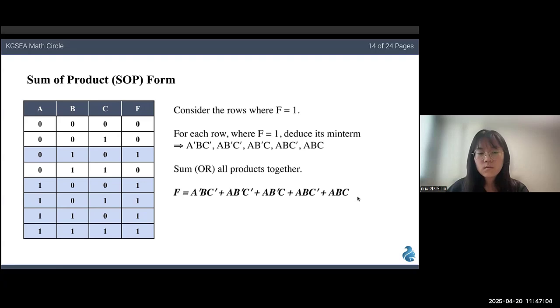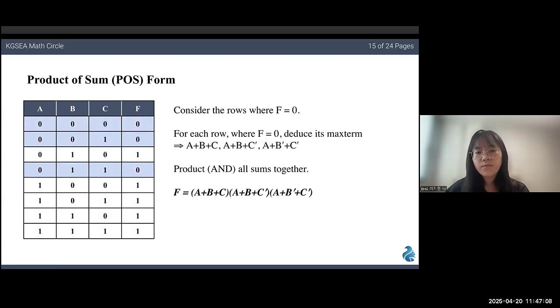We could carry out a similar process for the product of sum form, but only considering the rows where F equals 0. For each row where F equals 0, we could deduce its max term, which is A plus B plus C for the first row, and these other two values for the other rows. And then we could get the product of all the sums together, which yields the following equation on the slide as the product of sum form for the following truth table.